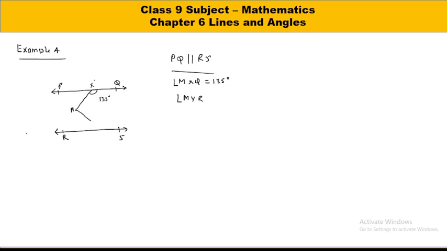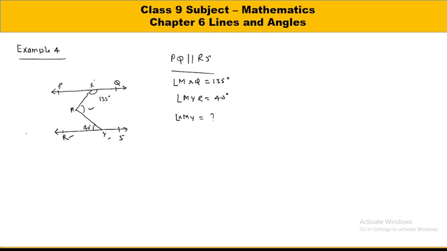M, Y and R. This point is R and Y. MYR is given as 40 degree. Then find angle XMY. We need to find this. This angle is unknown. So let us solve this question. So these are the things which are given.